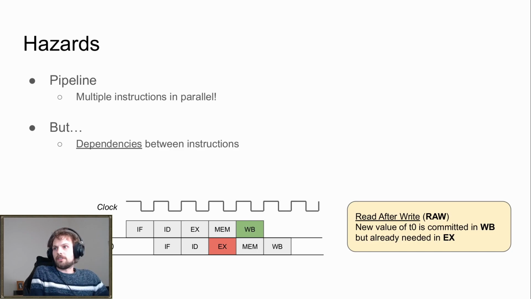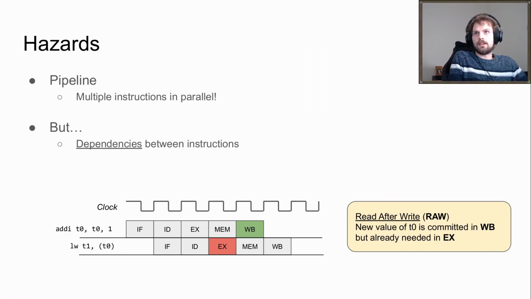Right, we have this problem. Let me move myself, whereby we have a read after a write. So assume, for example, these two instructions. The first one updates the value of the register T0 in the write back phase. And then afterwards, the next instruction, LW T1, needs this T0 address to fetch something from memory.